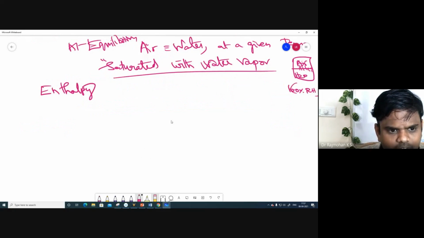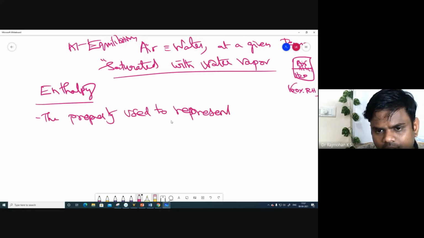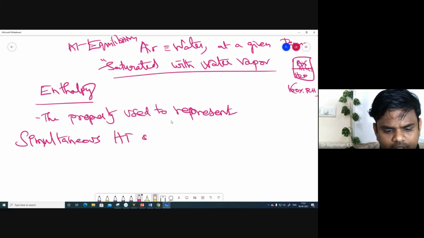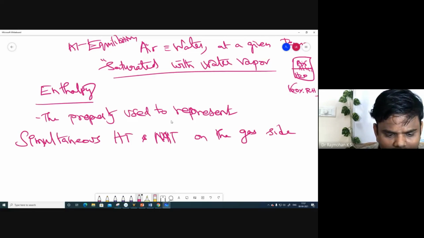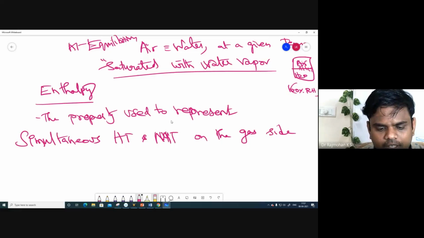Okay, so what is enthalpy? It is a property used to represent, and this is important, simultaneous heat transfer and mass transfer on the gas side. So the property that can be used to represent simultaneous heat and mass transfer on the gas side is enthalpy.